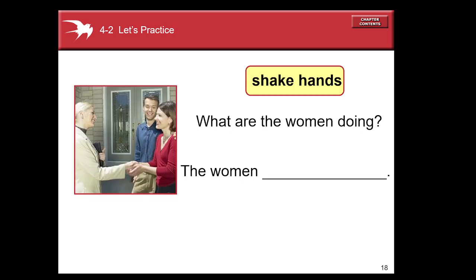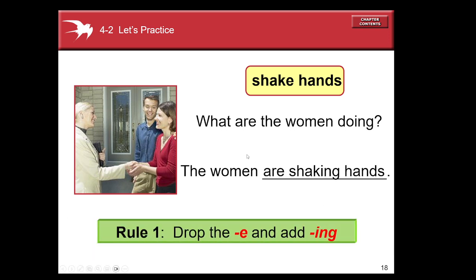Let's continue with some examples. Now, look at this picture. Okay, perfect. So now, let's read. What are the women doing? The women are shaking hands. Shake, shaking. Do not forget, this belongs to rule number 1. Drop the letter E and we add the suffix -ing.